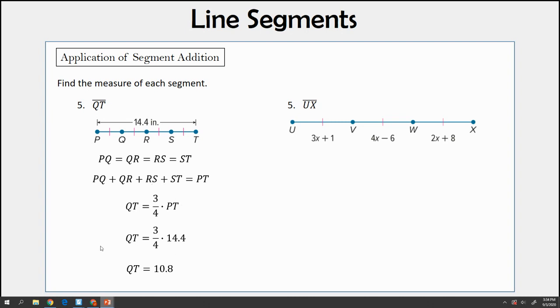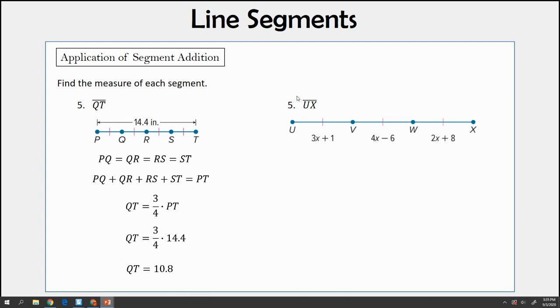Okay. There's several different ways you could have done this. You could have taken 14.4, divided it by 4, and then you would have had 3 of those. Well, guess what? That's what I just did right here. 14.4 divided by 4 times 3. But you could have written it out differently, and I'll accept that. This isn't the only way you can do it.